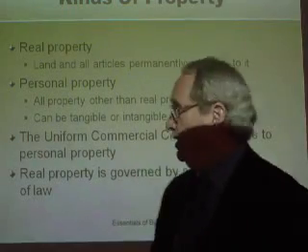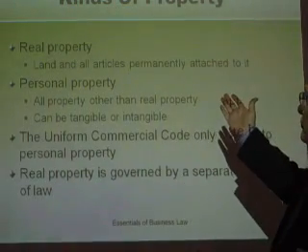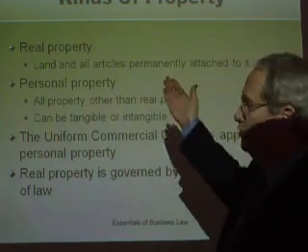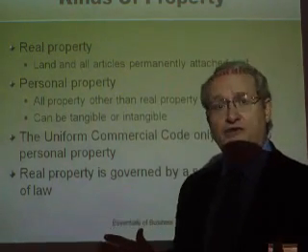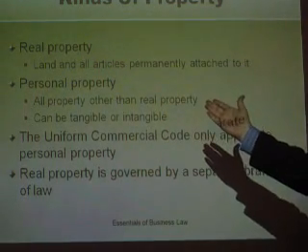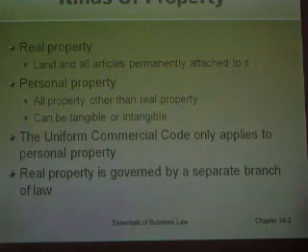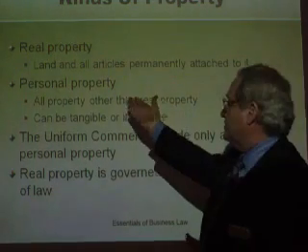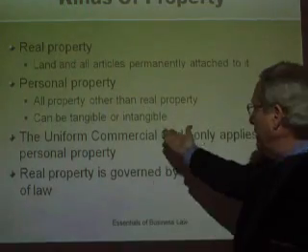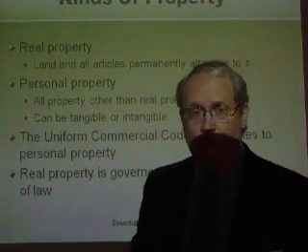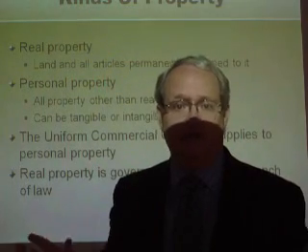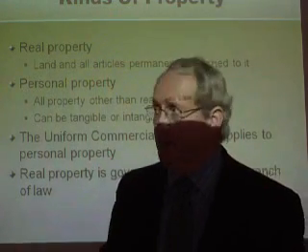The next topic we're going to discuss relates to the kinds of property. Under the law, we talk about two major divisions or two major kinds of property. The first is real property, which is land and all articles permanently affixed to it, and personal property, which is all other property, anything other than real property. So once you understand what real property is, personal property is just everything that's left over.